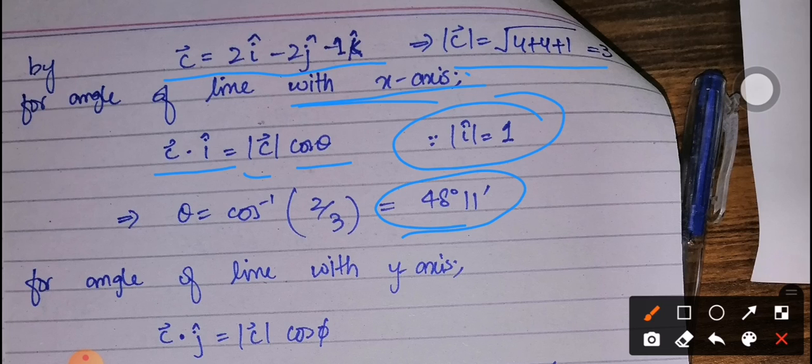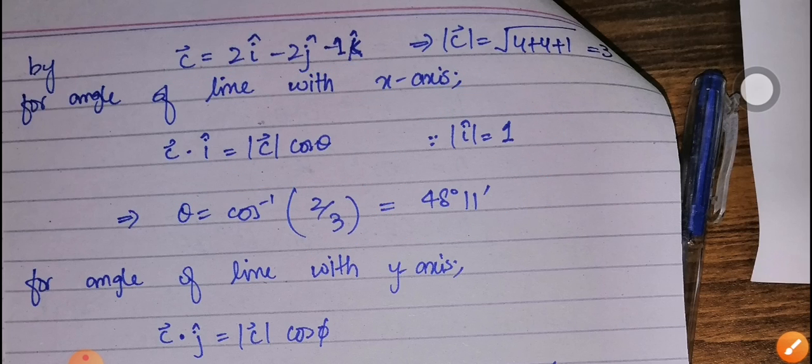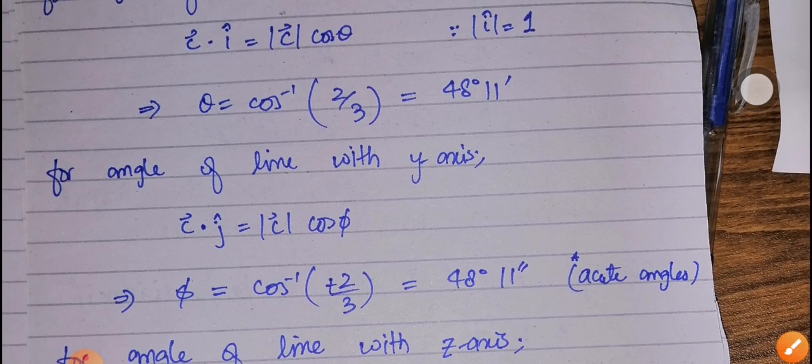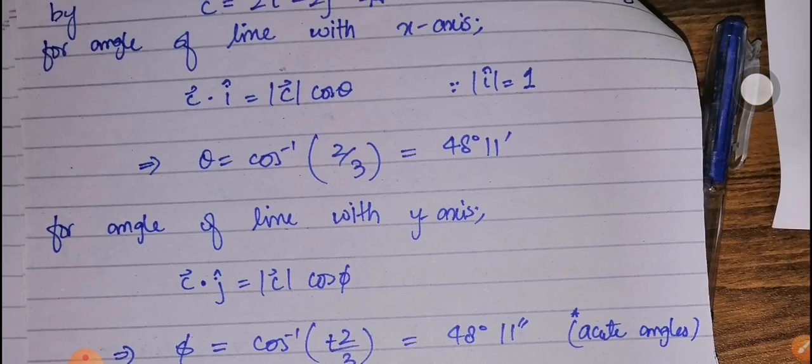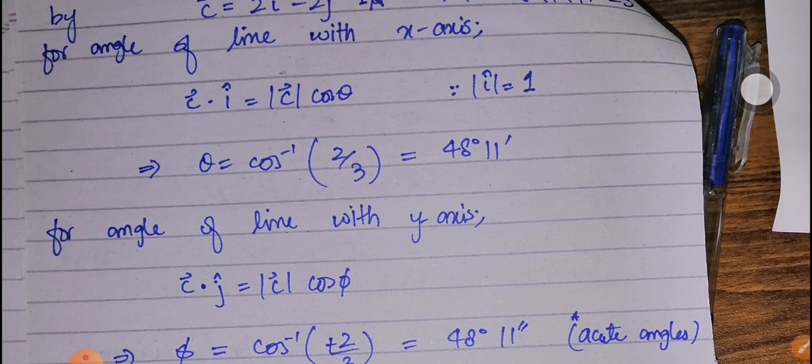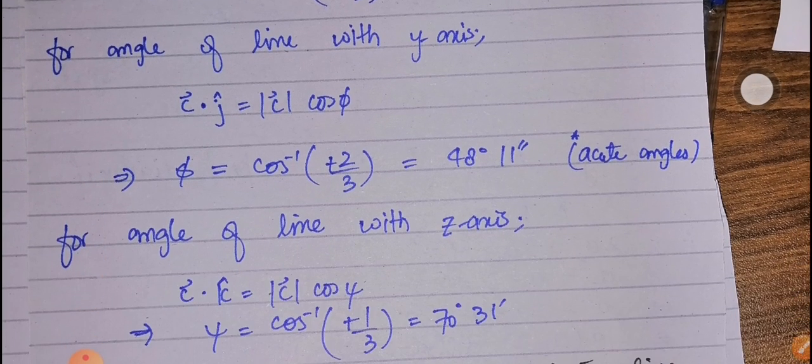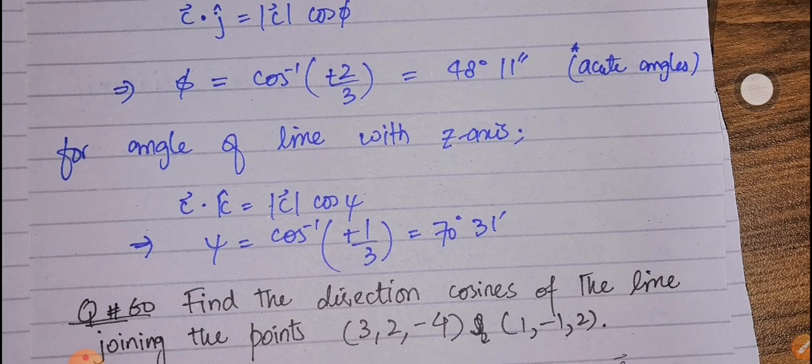If we have to find the direction cosines, then this will be the answer: cos of theta is equal to 2 by 3. You do not need to perform cos inverse and find the angle, but if you have to find the angles with the corresponding axis, we have to perform this step as well. Otherwise, c dot j, then cos of theta is equal to 2 by 3 will be the corresponding direction cosine. So here we have taken the dot product with i first, then for the y-axis with j, and for the z-axis we have taken the dot product with unit vector k.